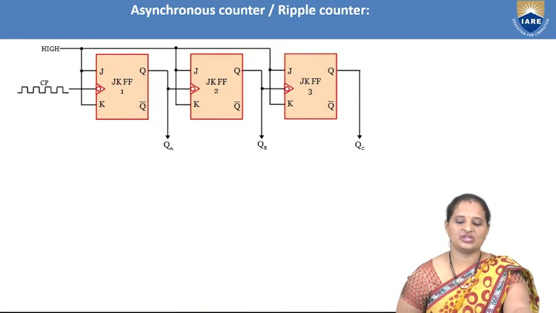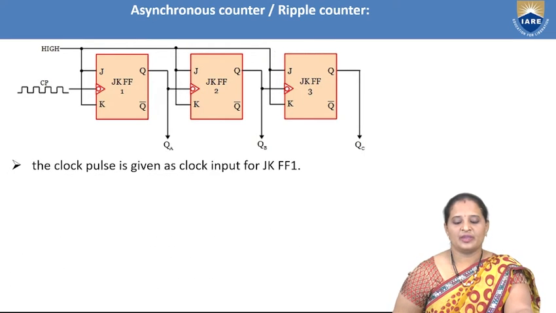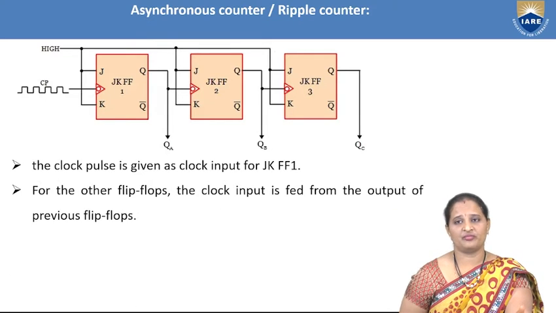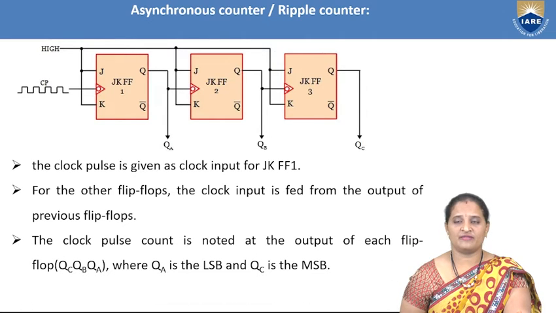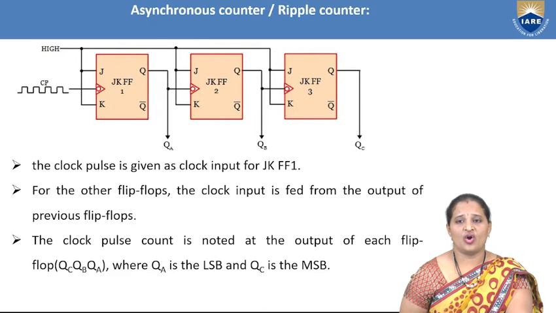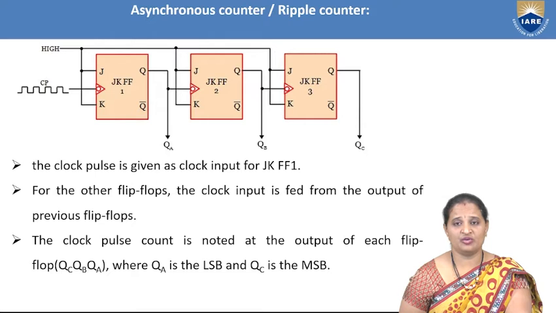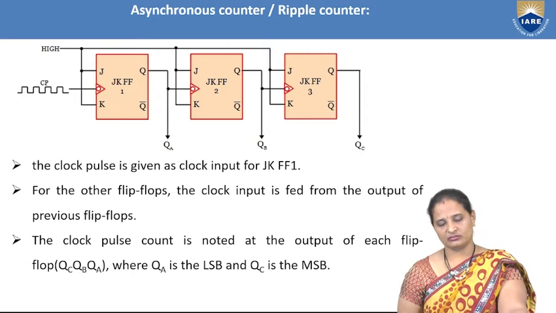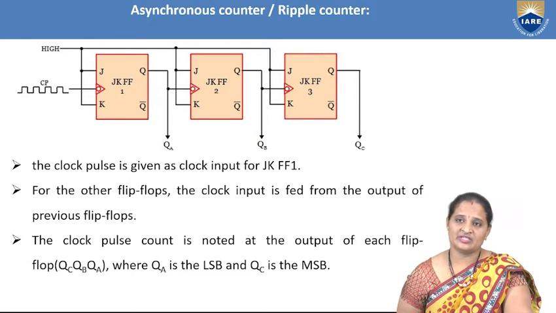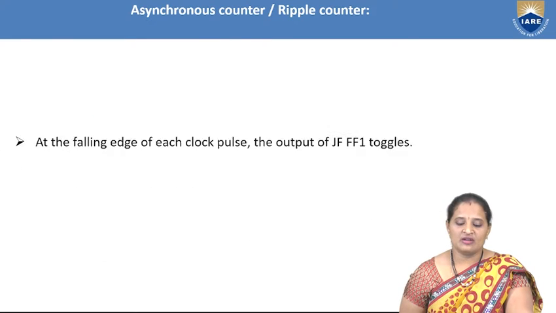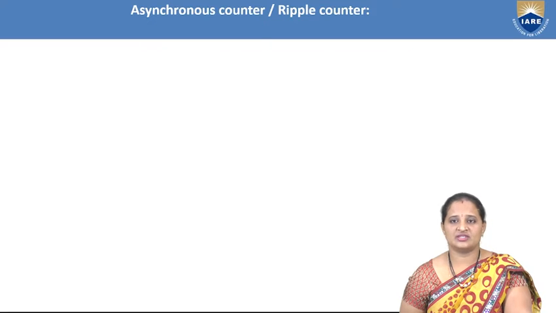Now let us analyze the operation of this one. The clock pulses are given to the first flip-flop, and the output of one flip-flop is given as a clock input to the next flip-flop, and all the flip-flops are negative edge triggered. The output is taken in the order QC, QB, QA, where QC is considered the MSB and QA is considered the LSB, the least significant bit. Now let us explain the operation of this counter.